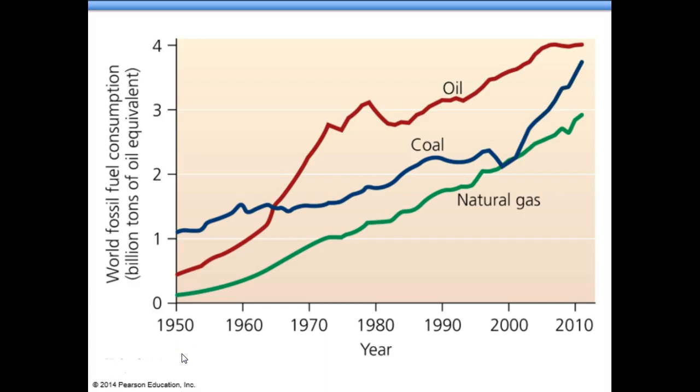When we take a look at this graph, this shows the annual global consumption of our fossil fuels. Oil remains our leading source of energy. As you can see, it's represented by the red line, and then coal, and then natural gas.